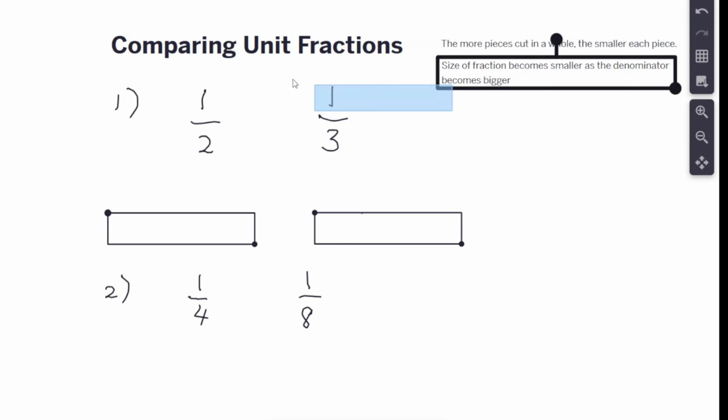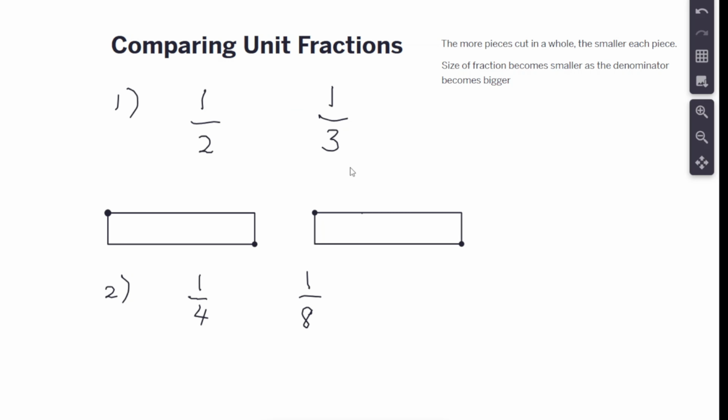So we're going to compare half and a third. I have two wholes over here. How many pieces will I have to cut this whole to make halves? I have to cut two equal pieces. I'm going to try to do it as equal as possible. So two equal pieces of half. And for this whole, I'm going to cut them into three equal pieces as equal as possible.